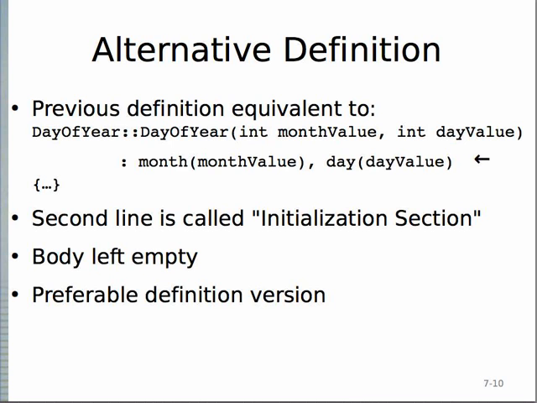Okay, so this second line is called the initializers. This is the initialization section. This is always done before the statements in here, and if you're going to initialize variables here, you don't need to do them again here, right? If you're going to have an initialization section, you can just have empty curly braces, so you can have the body left empty. This is almost always the preferable definition, this version. It's a preferable way of initializing data members, rather than having it inside the curly braces.